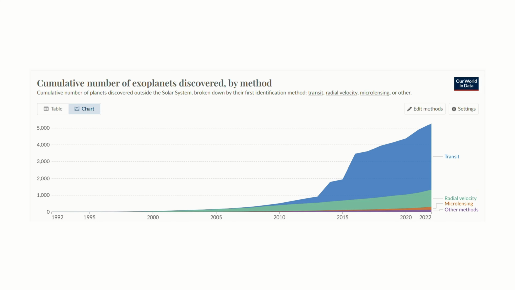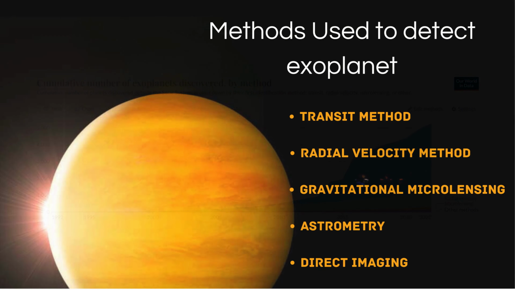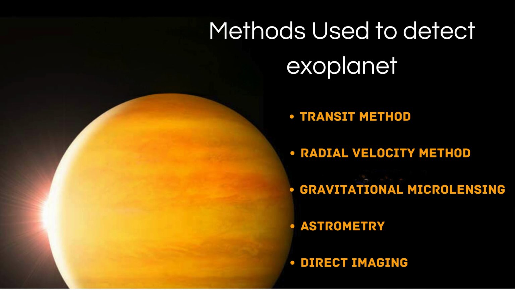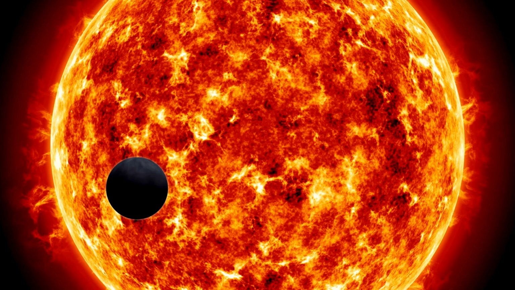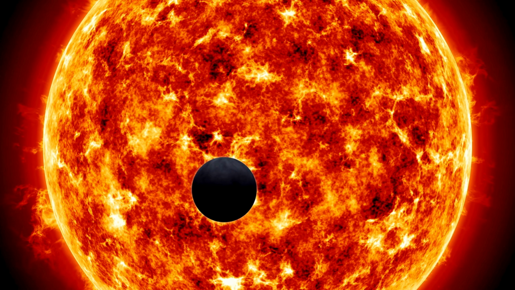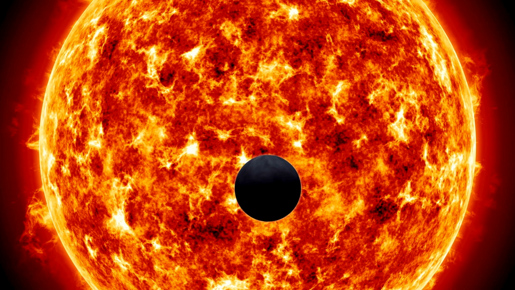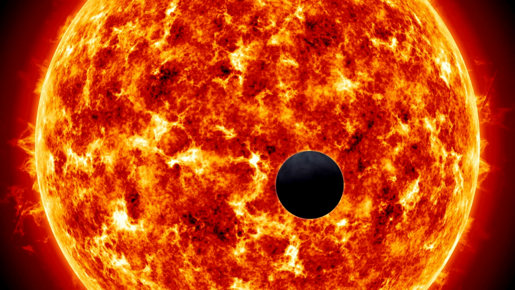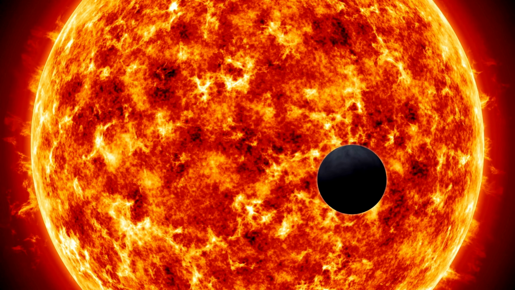Different methods are used to detect these exoplanets. Methods like the transit method, radial velocity method, gravitational microlensing, astrometry, and direct imaging are the most widely used. The transit method is the most utilized approach to detect exoplanets. In fact, this method accounts for more than 70% of all detected exoplanets.